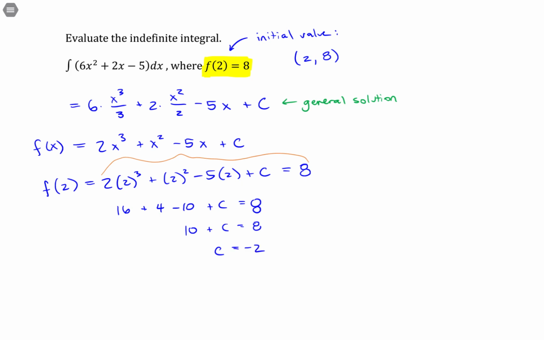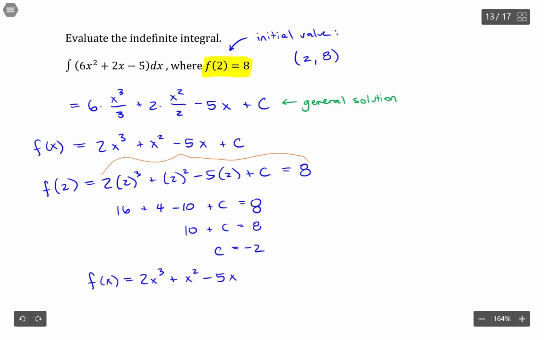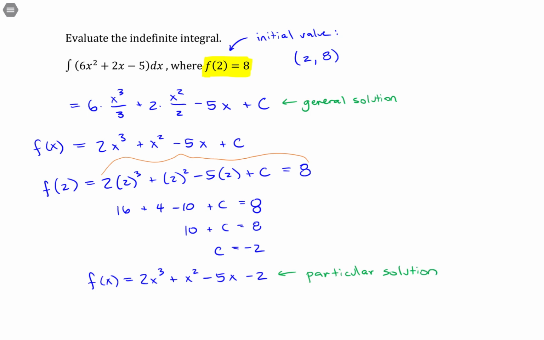So now I can say that my function is 2x cubed plus x squared minus 5x minus 2, because I just solved for that constant c. And what I have now is known as a particular solution. And that's how we solve an initial value problem.